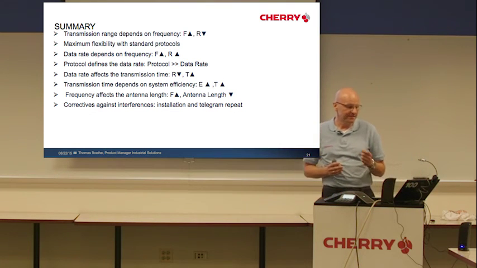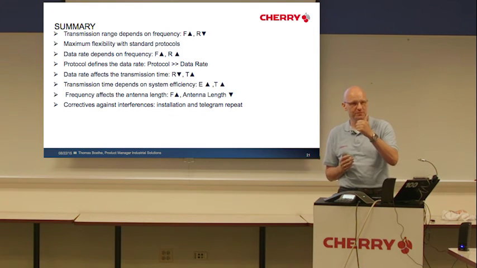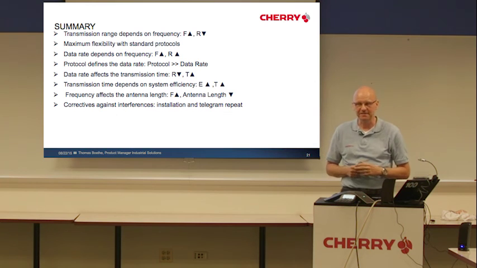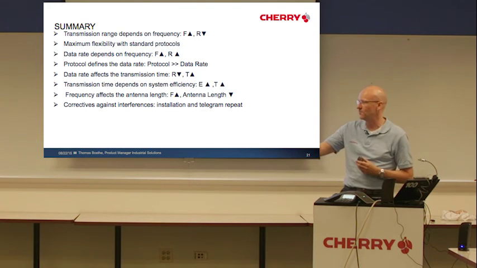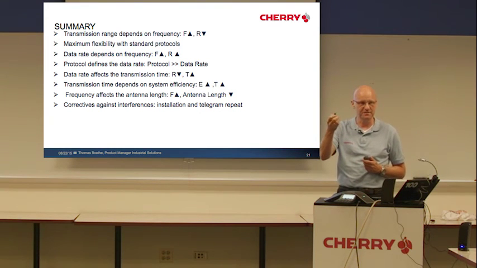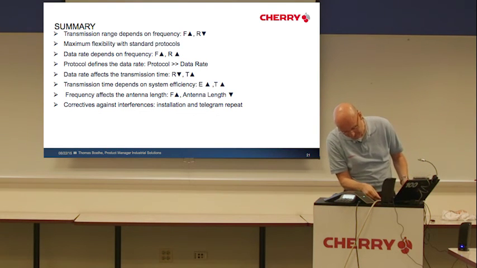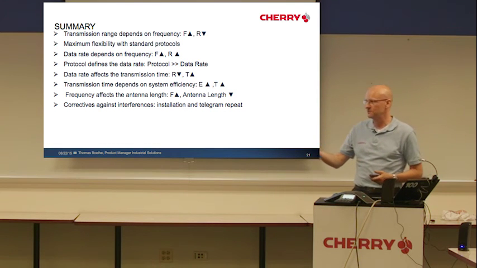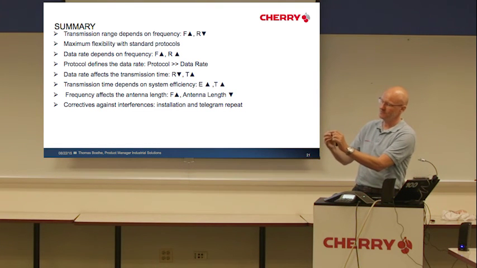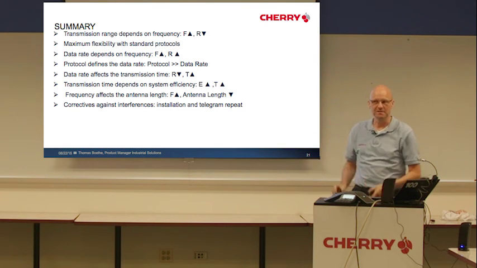And the frequency affects the antenna length. This means the higher the frequency, the shorter the antenna length. This means 2.4 gigahertz, remember? Yes, you can use 2.4 gigahertz with very small receivers. And it's also a topic of our wiring. If we would use, for example, a rocker switch with 2.4 gigahertz, then the antenna would be only about 3 centimeters long.